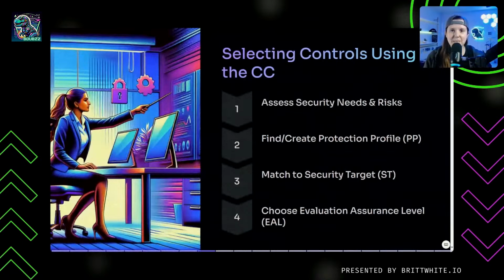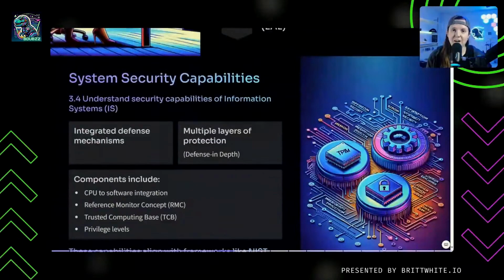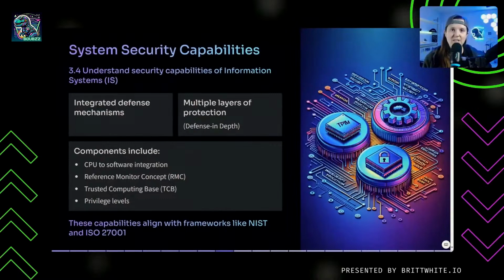We're moving into exam objective 3.4, understanding security capabilities of information systems. These integrated defense mechanisms form the backbone of modern system security. Think of them as layers in a castle's defense, each playing a crucial role in protecting your digital assets. We're talking about more than just memory protection or encryption. We'll explore how everything from the CPU to the software works together to keep the threats out.